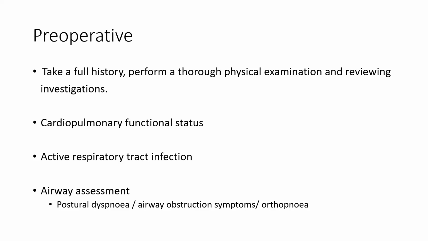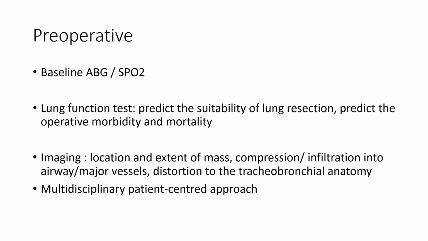We have to look for any feature of a difficult airway, or any airway mass or airway obstruction. We also have to assess the most comfortable position for the patient, because intraoperatively, after induction of general anesthesia, if the patient is desaturating, we have to quickly turn the patient back to his or her normal, most comfortable position. Then evaluate the oxygenation. Lung function tests are important to predict suitability for pulmonary resection. Imaging is important to delineate the mass, to look for any compression of the airway as well as major vessels, and to look for any distortion of the tracheobronchial tree.